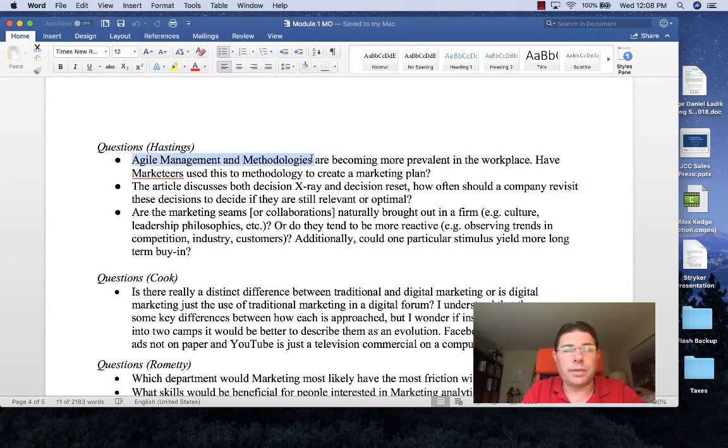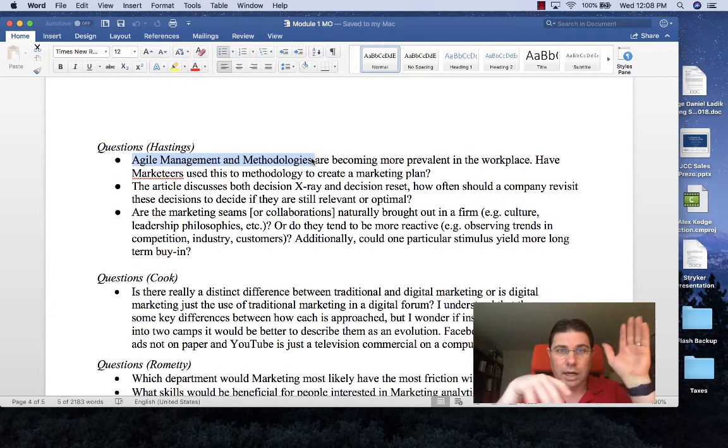Agile management and methodologies. All right. This is another buzzword term that is very much, not even on the fringes of MO, but very much, if you looked at overlapping circles, there'd be a ton of overlap between agile management methodologies and MO. They are becoming more prevalent in the workplace because they have to. It's the only way to survive in today's day and age.